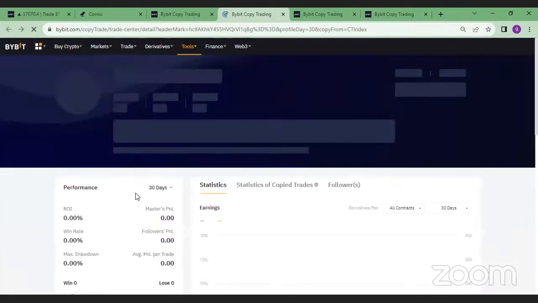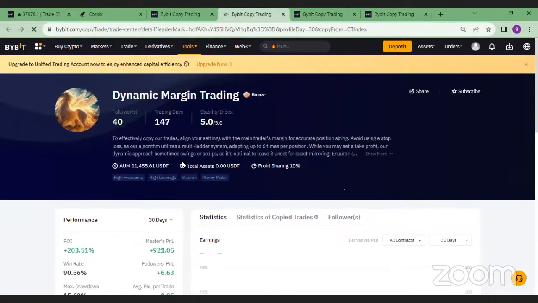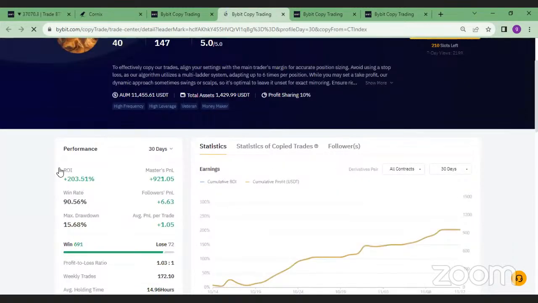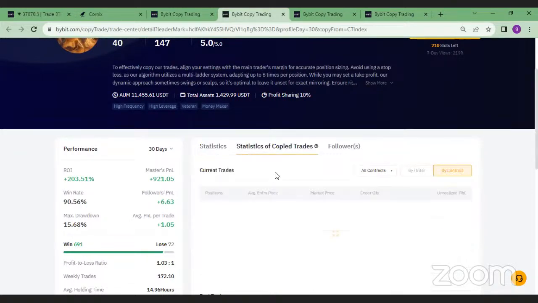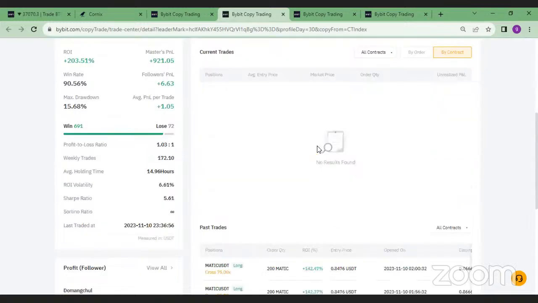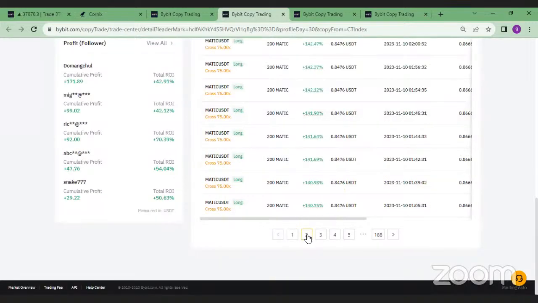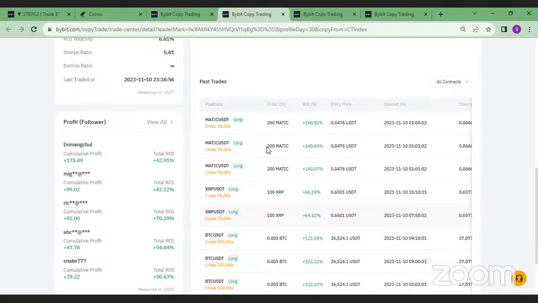If the trader has a trade that is running and all of that, you will see all of those before you actually start copying that trader. All right. So for the past 30 days, this trader has been up by 200%. Okay. And you can see all of that. Let's see the statistics of copied trades. There's not a current trade, but you can see the past trades. Okay. This trader too has been doing well, trading like Matic. Matic has been one of the major tokens that this trader has been trading, XRP and all of that, right? And you can see the percentage here.